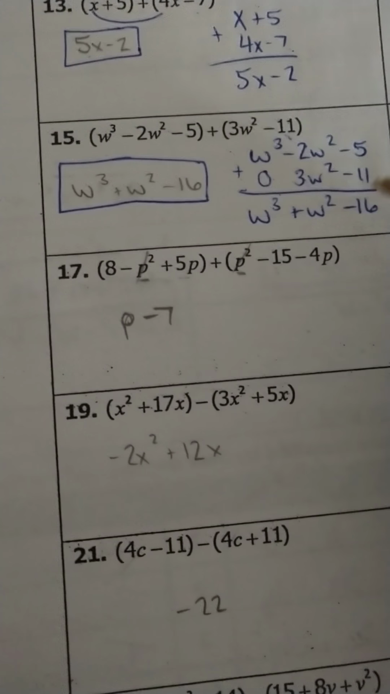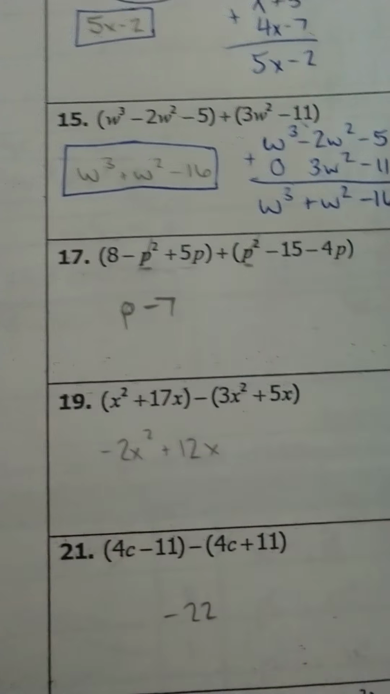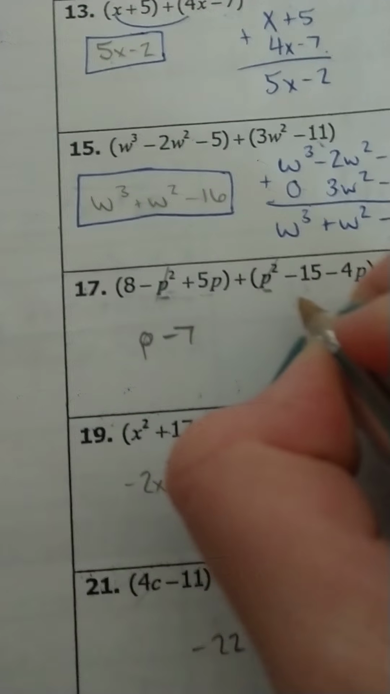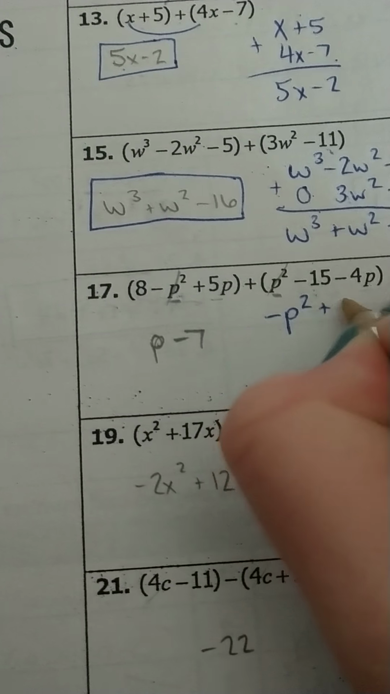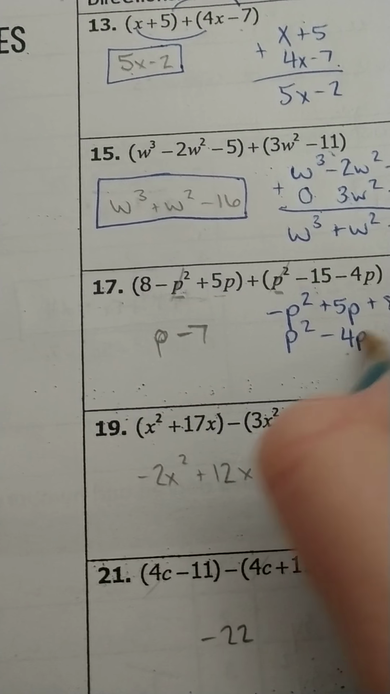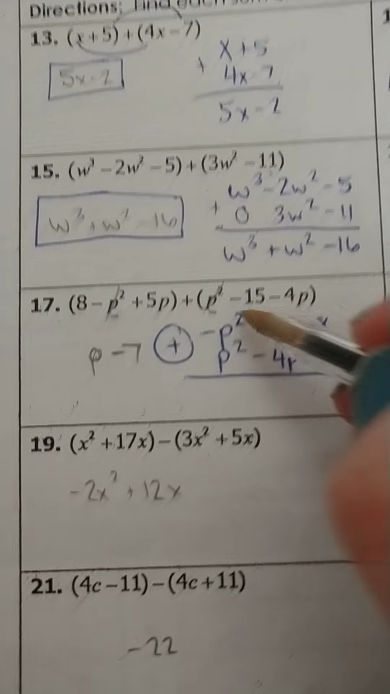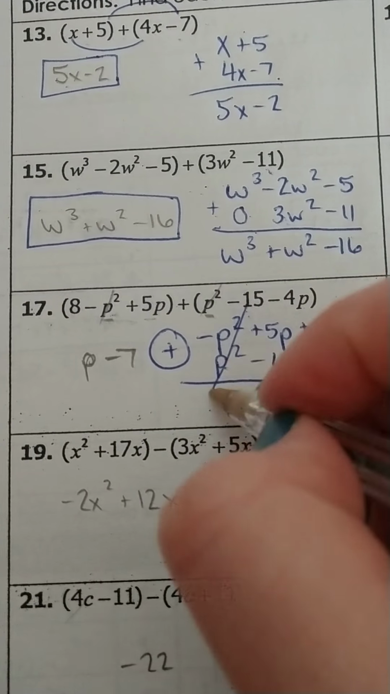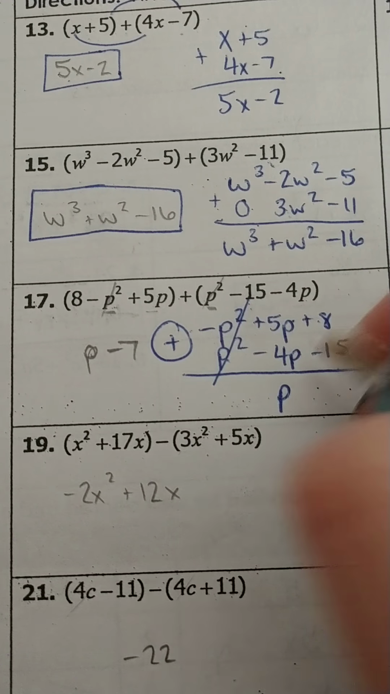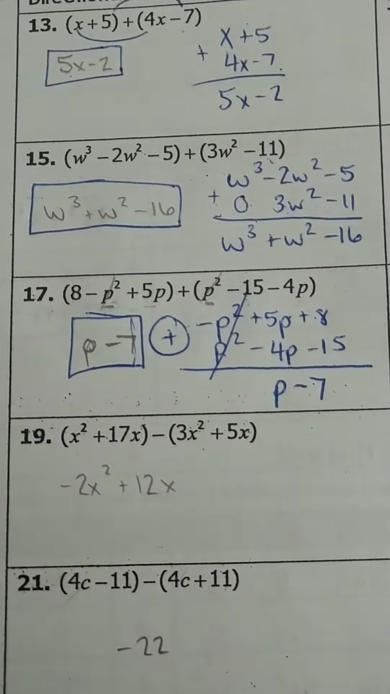Number 17. Oh, I already scribbled half of 17 out for you. Not in standard form, which may throw you, may not. If we go ahead and line this one up, I'm going to reorder this one as I go. That's going to be negative p squared plus 5p plus 8 over p squared minus 4p minus 15. We are still doing addition. So negative 1 plus 1, those end up canceling. 5 plus negative 4 is just 1, and 8 plus a negative 15 is negative 7. Oh, I have crossed out my answer again.